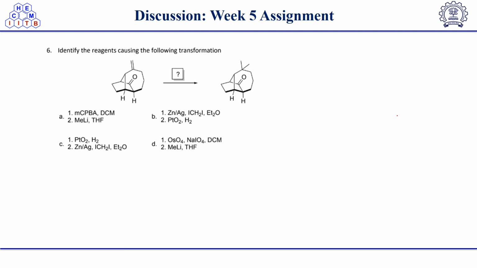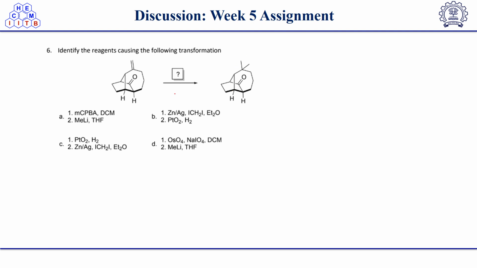Now moving to the next question, identify the reagents causing the following transformation. So here this transformation is that this double bond is getting converted into this dimethyl group. So which will be the corresponding reagents that can convert this double bond into this dimethyl group?